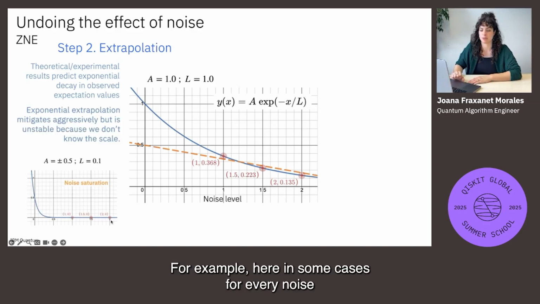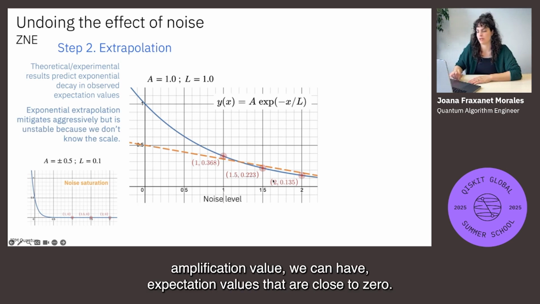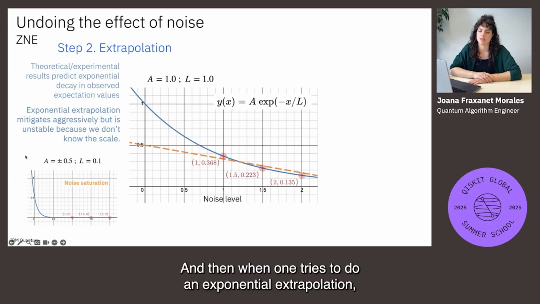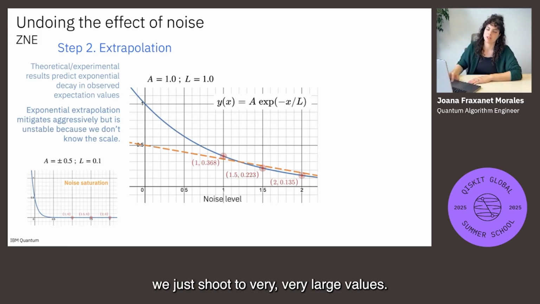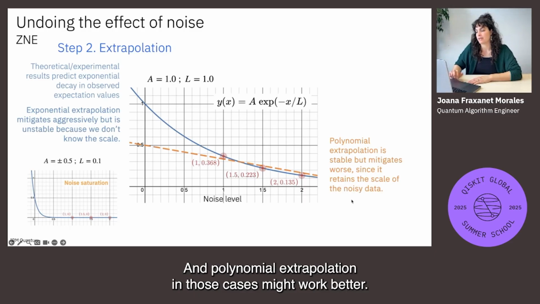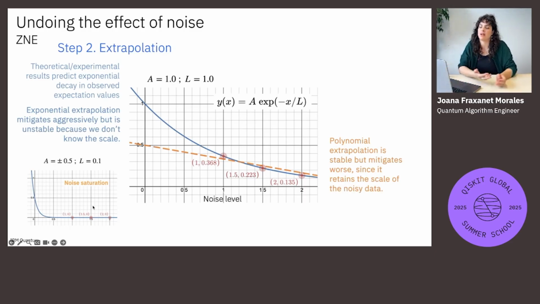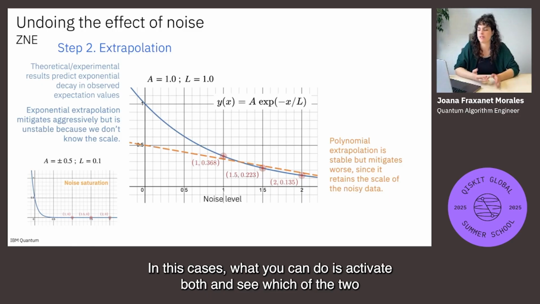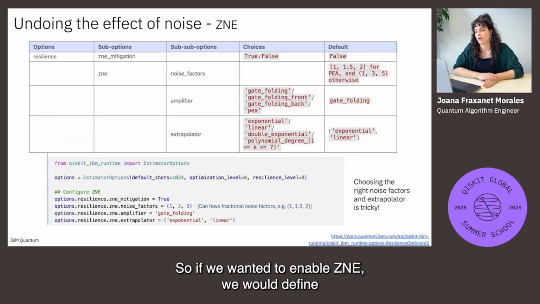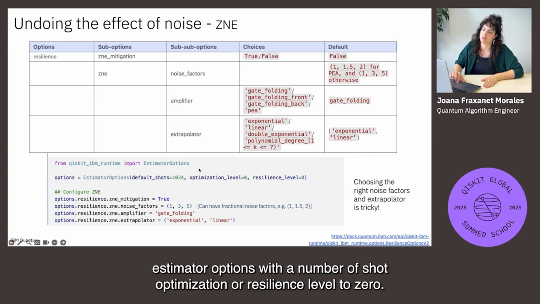Here's what we see, for example, here. In some cases, for every noise amplification value, we can have expectation values that are close to zero. And then when one tries to do an exponential extrapolation, we just shoot to very, very large values. And polynomial extrapolations in those cases might work better. In Qiskit, what you can do is activate both and see which of the two seems to fit our data better.